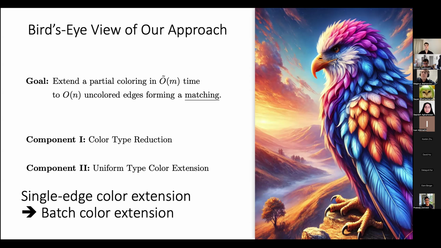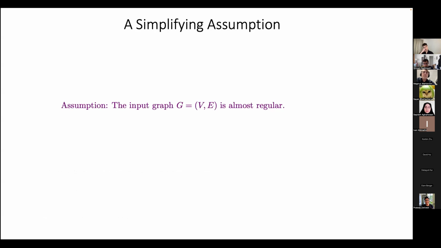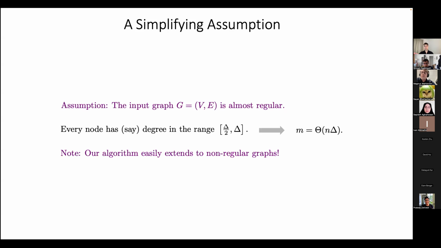The idea here is that we want to do something similar in spirit to this very simple bipartite algorithm that I described before, but instead of only coloring one edge at a time, we want to color many edges at a time in order to speed this up. Also, as a very minor simplifying assumption, we can assume that the graph is somewhat regular, so that the number of edges in the graph is big theta of n delta. This is only to simplify a couple of calculations and equations on the screen and doesn't really have any effect on the algorithm.